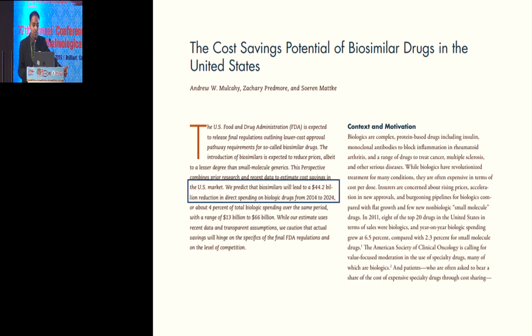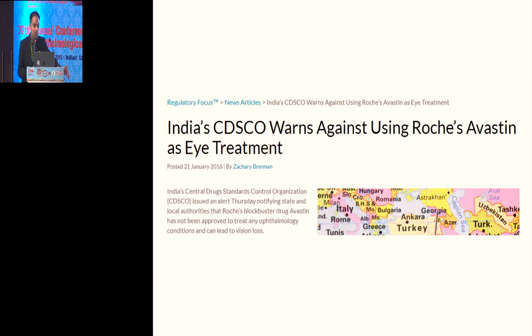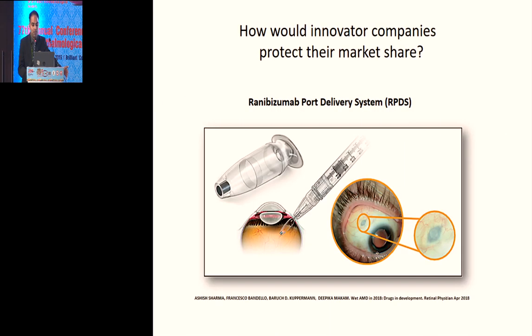In the developed world, things would change not just because of the drug, but because the US tries to save costs, as they are spending a lot of money on insurance. I'm sure in the UK it is the same. Because of policy, they would like to have these biosimilars in their armamentarium rather than drugs like Lucentis. In the developing world, it's a completely different equation. For example, there were a lot of alerts for Avastin, so people would definitely like options which have a single vial.